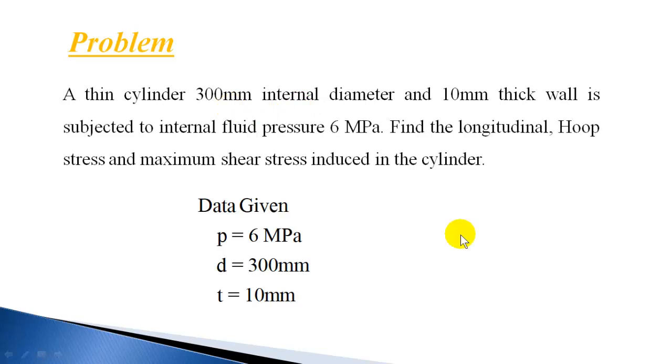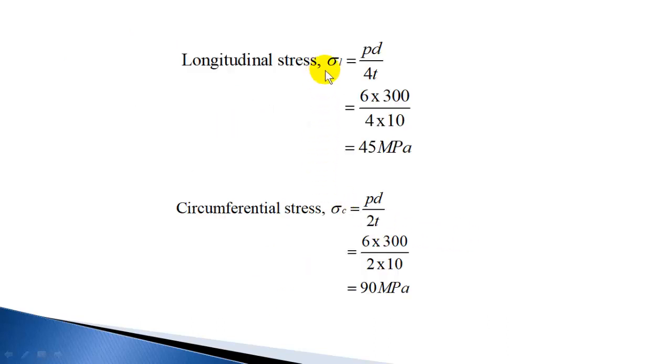Now to find out the longitudinal stress, you can use the PD/4t formula. Pressure is known, 6 megapascal, that is 6 Newton per mm square, diameter is 300 mm, and thickness is 10 mm. So you can substitute that. You should remember that pressure should be in Newton per mm square, diameter in mm and thickness in mm. So you get the stress as 45 Newton per mm square or 45 megapascal. So you got the longitudinal stress.